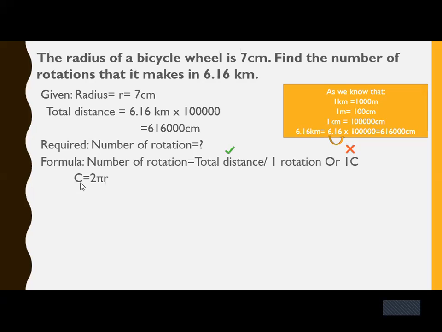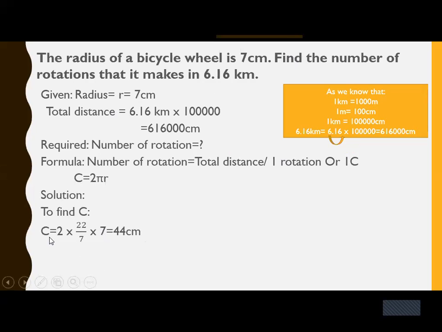Yes, we can find the circumference by the formula 2 pi r, not with pi d, because here the radius is given. So we are going to use the formula 2 pi r. Let's start with the solution. To find the number of rotations, first we have to find c. So c is equal to 2, pi value is 22 over 7, and radius is equal to 7 centimeter. 7 ones are 7, it is cancelled, and 22 twos are 44 centimeter.